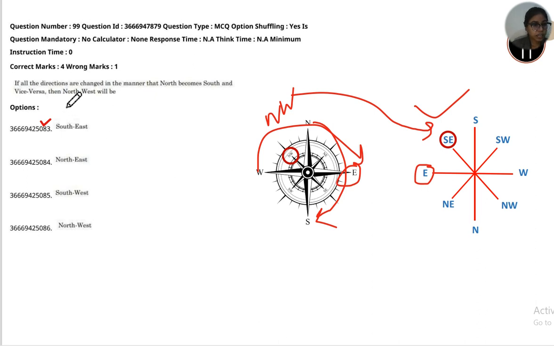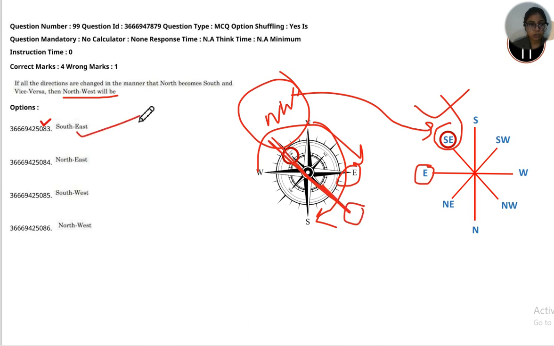So the question is asking what northwest will be. Okay, so this is your northwest. So northwest will be your southeast, the one which is opposite to it. So this is your southeast. So the correct answer is southeast.